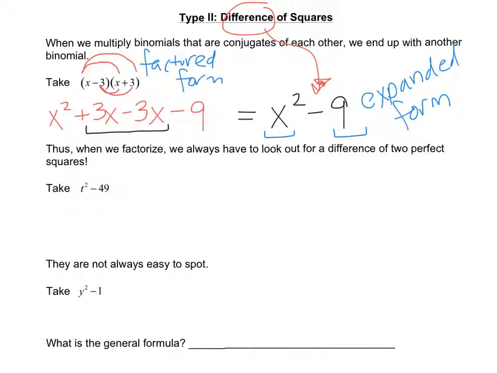So let's try it. Here we go. Whenever we have an expanded form and we notice that we have a subtraction here, that's our difference, and both terms are perfect squares, t squared being a perfect square and 49 being a perfect square, we could write it out in factored form like this. The first term, the square root of t squared, is just t. Next two terms is plus minus, and 7, 7.